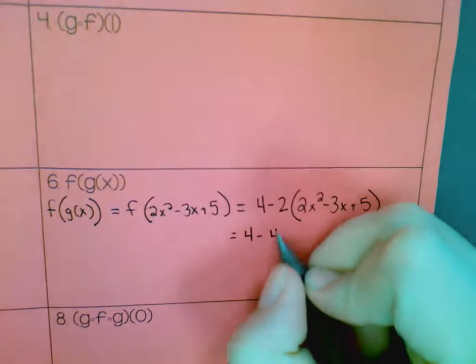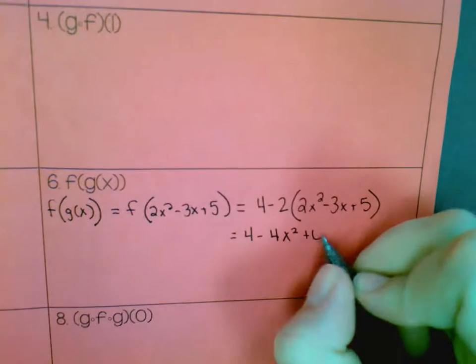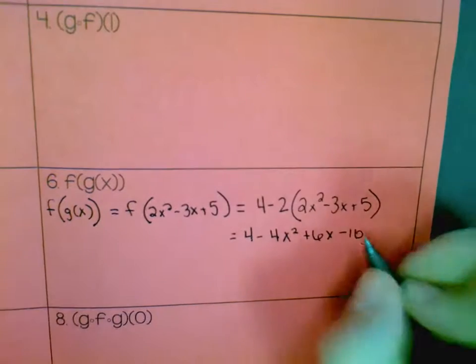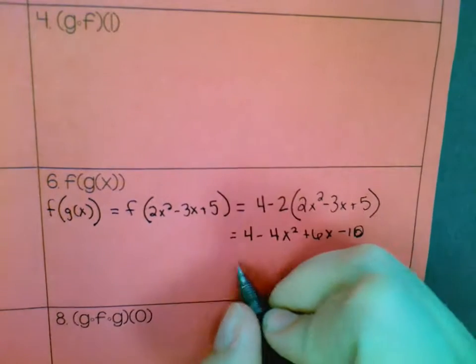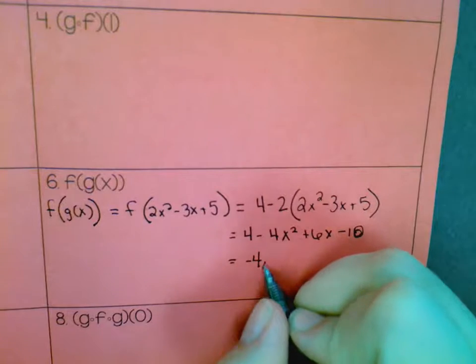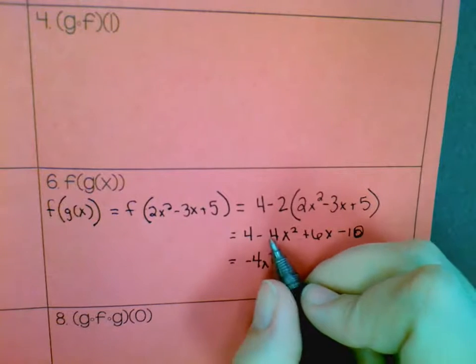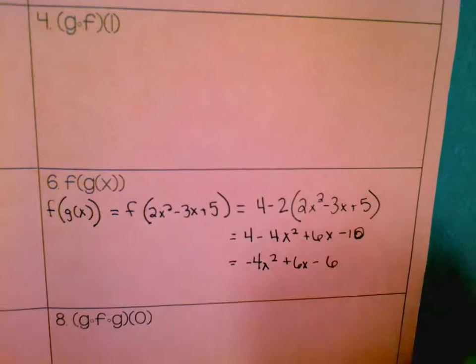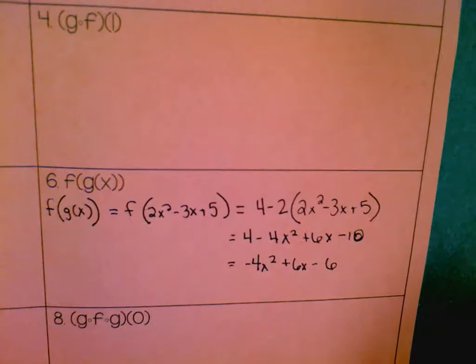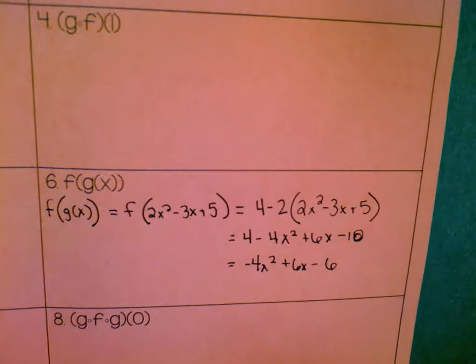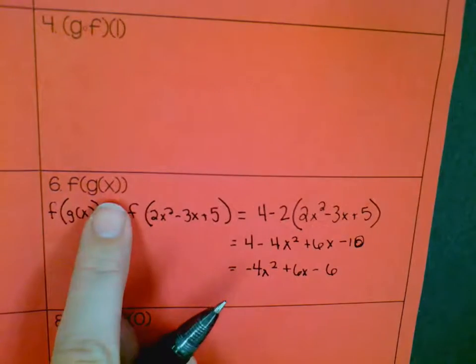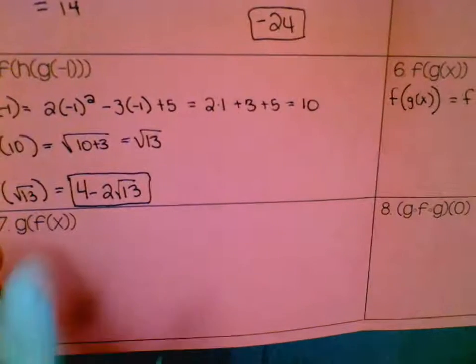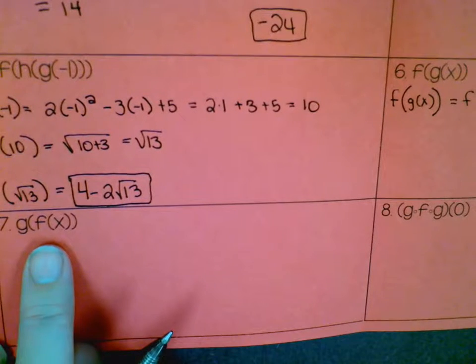So 4 minus 4x squared plus 6x minus 10. Combine like terms and put it in the right order: negative 4x squared plus 6x minus 6. Okay, very good. So we did f of g, where we plugged g into f. For number 7, it says g of f. Do you think we're going to get the same answer?